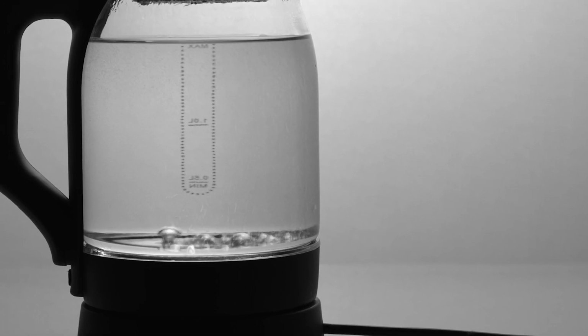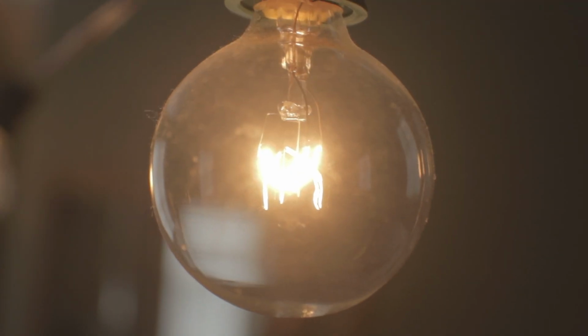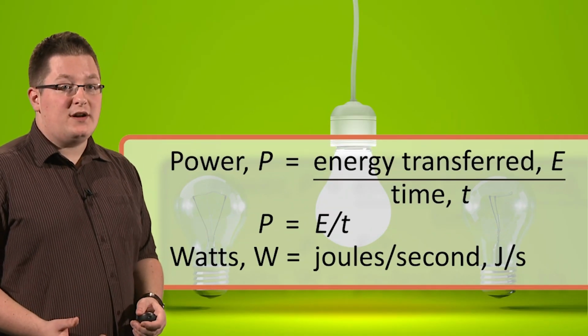We use the word power to tell us how quickly energy is being used. Power is the rate at which energy is transferred by an appliance, for example, a kettle, a light bulb, or a toaster. Power is energy transferred divided by time.